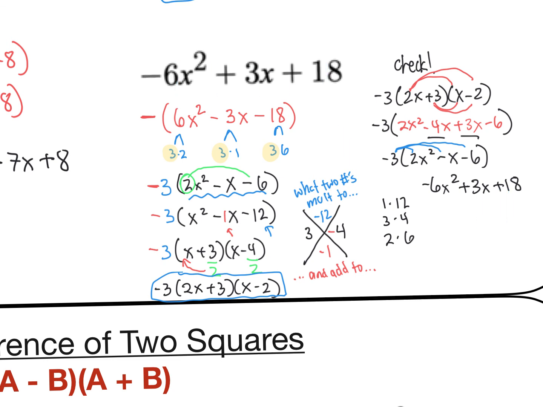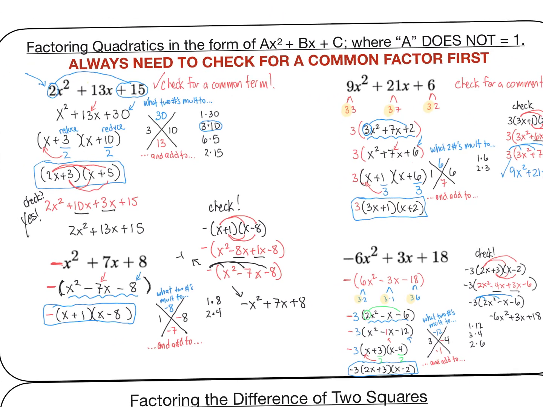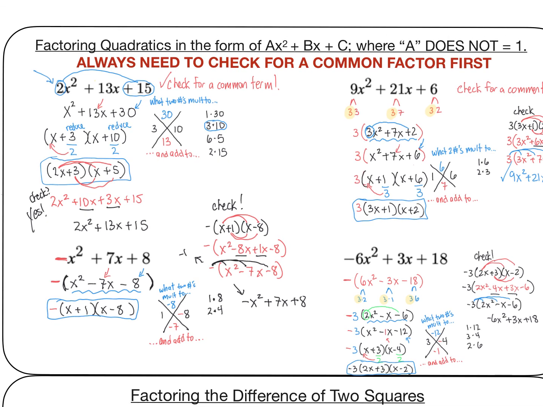Okay, so that's the way that we're going to have to handle this business of the quadratics when we don't have a number that is going to be 1 in front of the x squared. It's going to be something else. So that's how you do that.